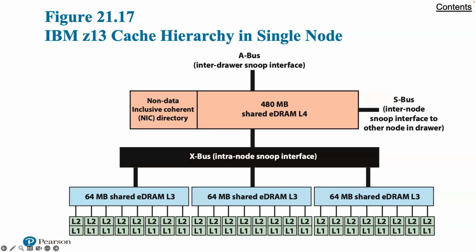For many workloads, having more memory closer to the core is more important than having fast memory. The 3 PUs in a node share a 480 megabyte L4 cache. The L4 cache is on a chip that also includes a non-data inclusive coherent NIC directory that points to L3 owned lines that have not been included in L4 cache.